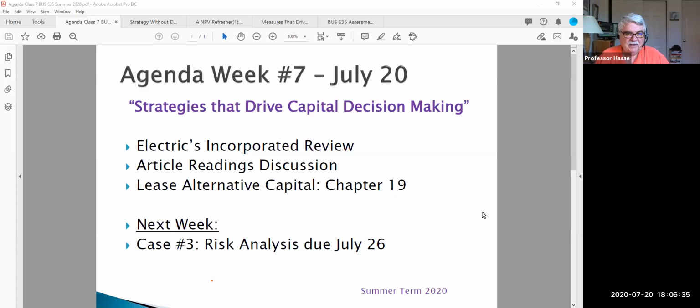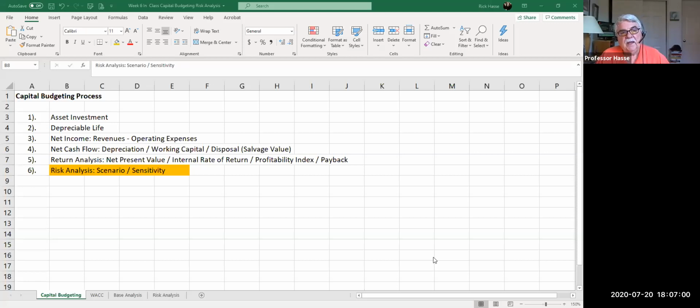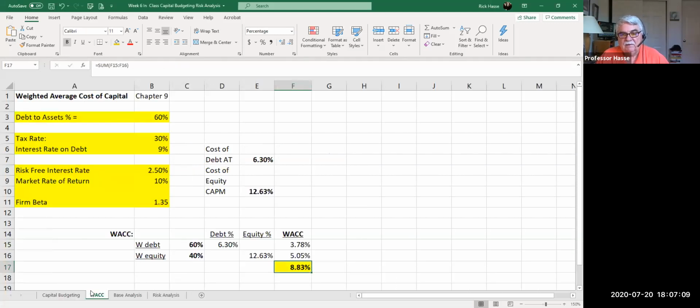The Electrics Incorporated case is a case where you're going to be answering those questions. This week in case number 3, you're going to be doing that analysis in a spreadsheet. And the last time we met, we looked at this in this format, if you can remember, where we had a description of the capital budget process. We took a look at the cost of capital, the weighted average cost of capital, which is what's our cost of getting the capital to invest in the asset.